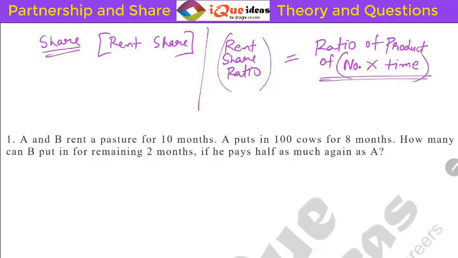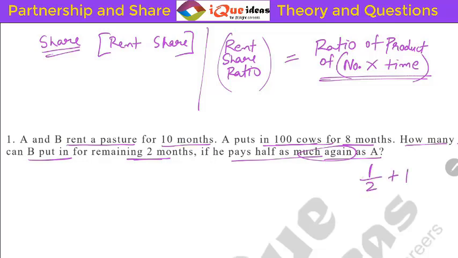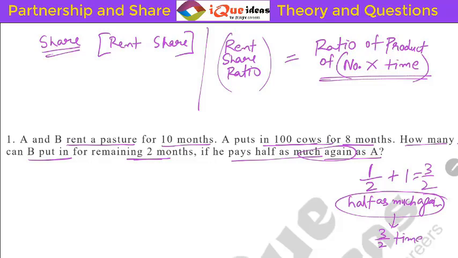That's it. Simple idea. Now here, if you see this question, A and B rent a pasture for 10 months. A puts 100 cows for 8 months. How many can B put in for the remaining 2 months if he pays half as much again as A? Now half as much again means half plus 1, so that means 3/2 times. So when I say half as much again, what it means is 3/2 times. First trick was this one.